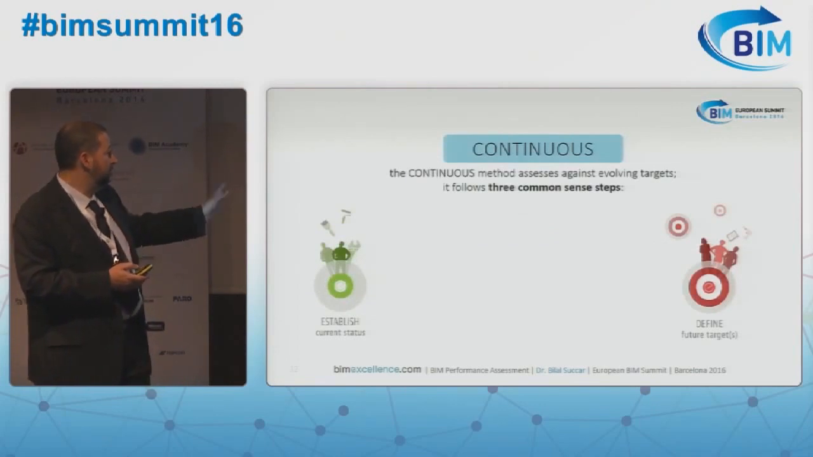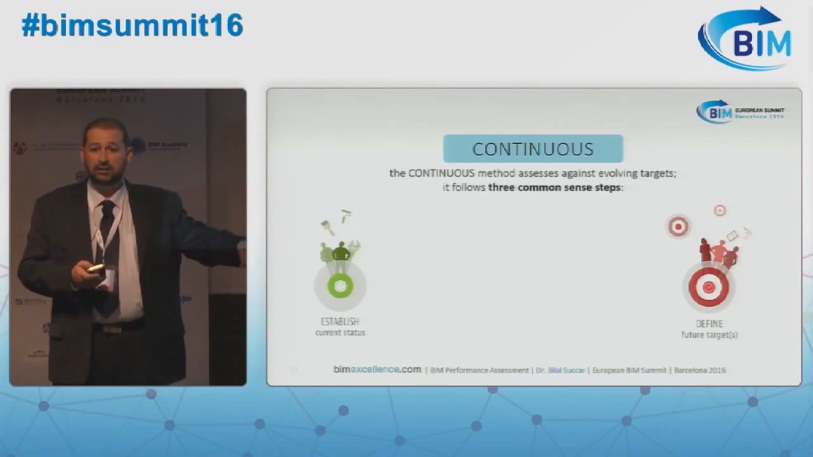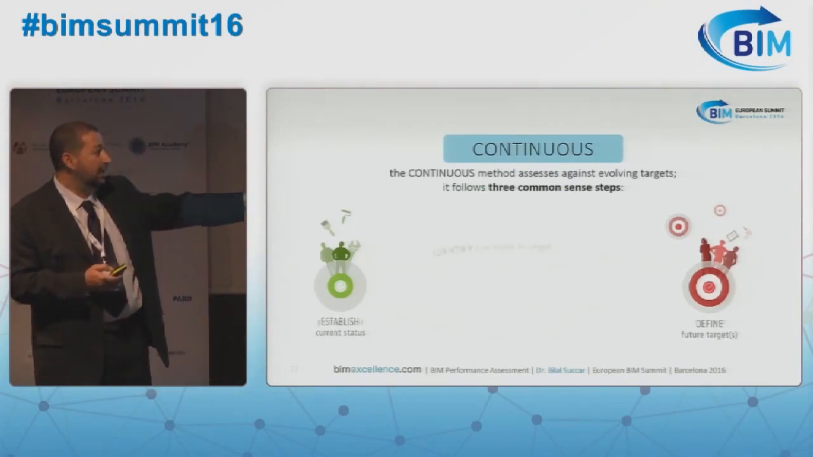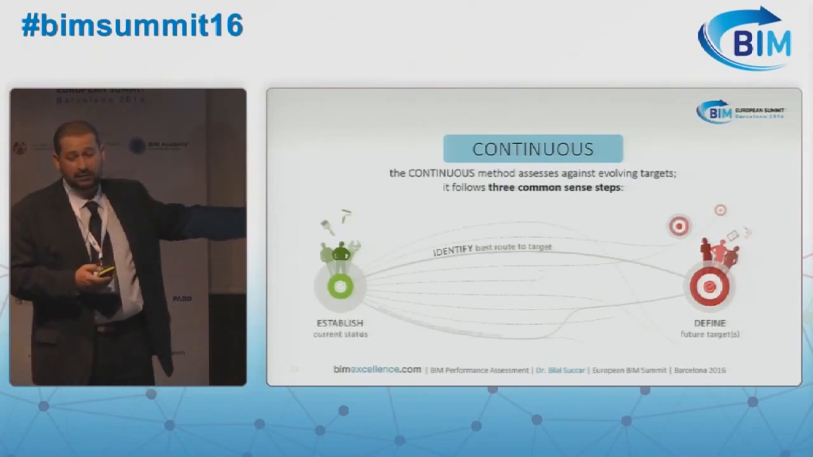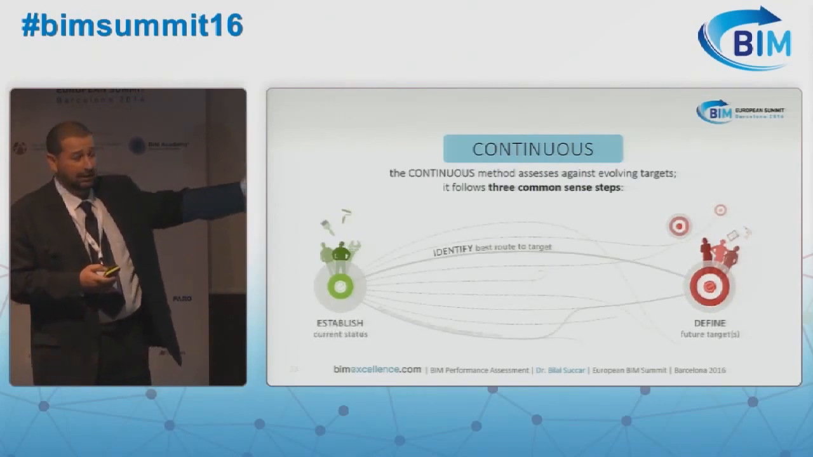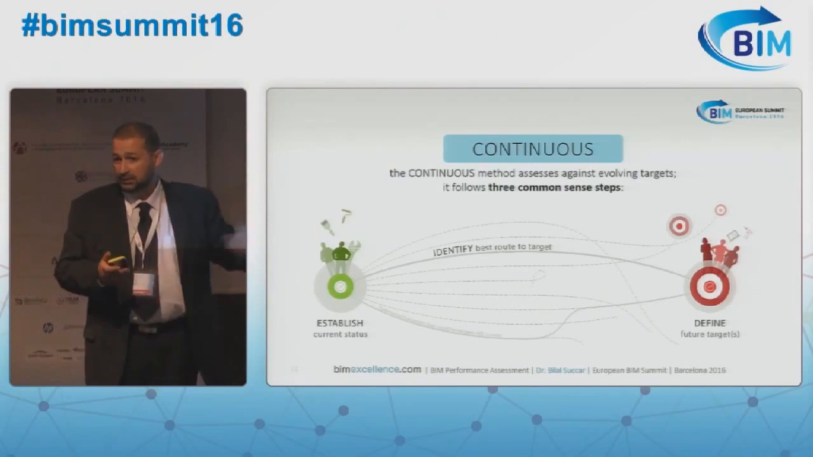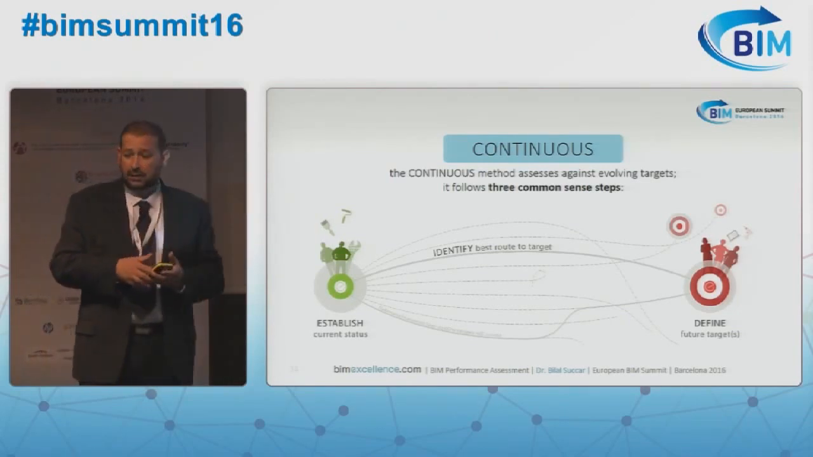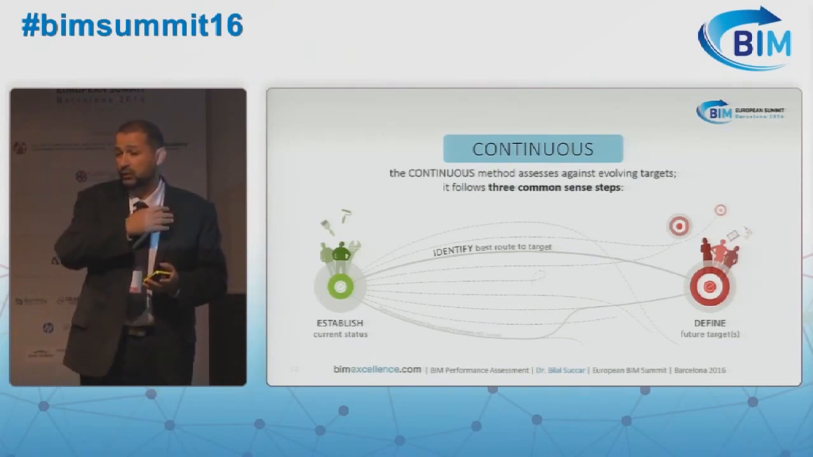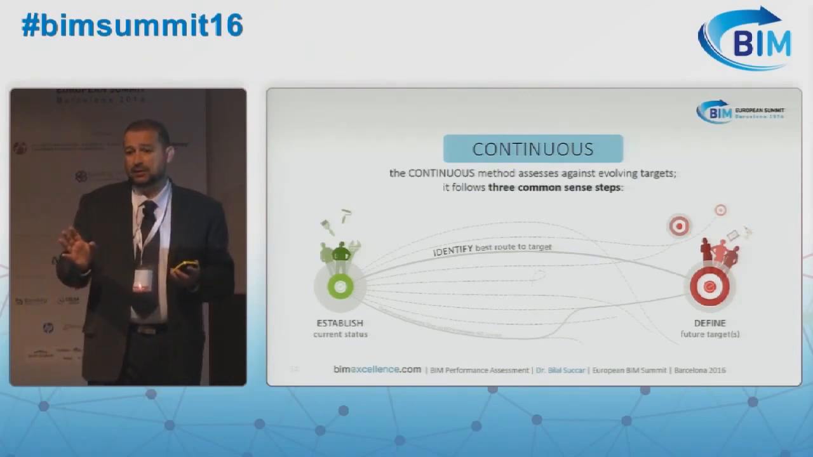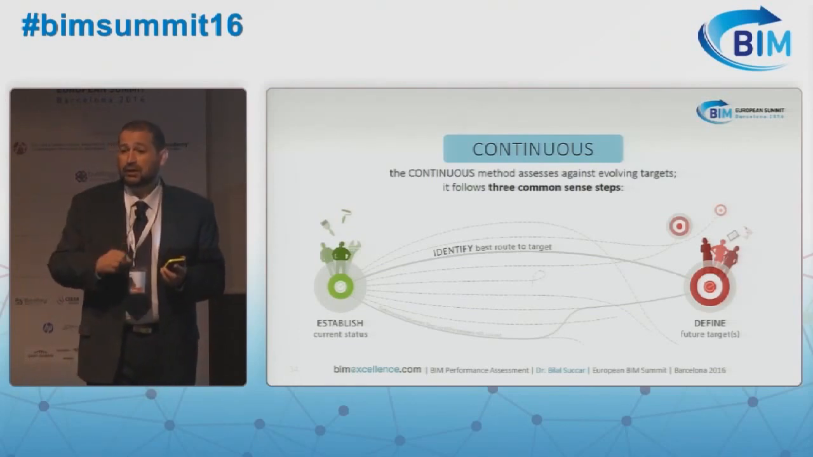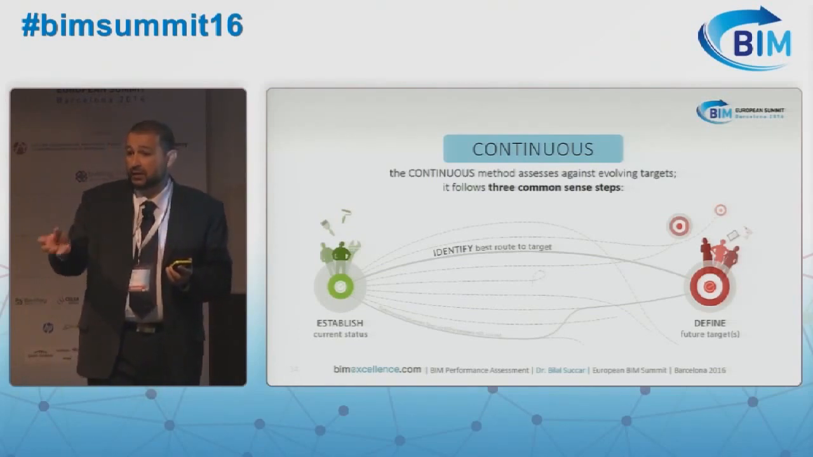We first have to establish the current status. We have to assess the current status of an organization. We have to define a future target, and then we have to identify the best route to get there. And this is the best route, not the shortest route, and there's a bit of a difference between them. Meaning, if you want to assess a company using the continuous method, we don't really look at capability stages. We do not look at something like the UK levels. We look at their own targets or the targets of their client.